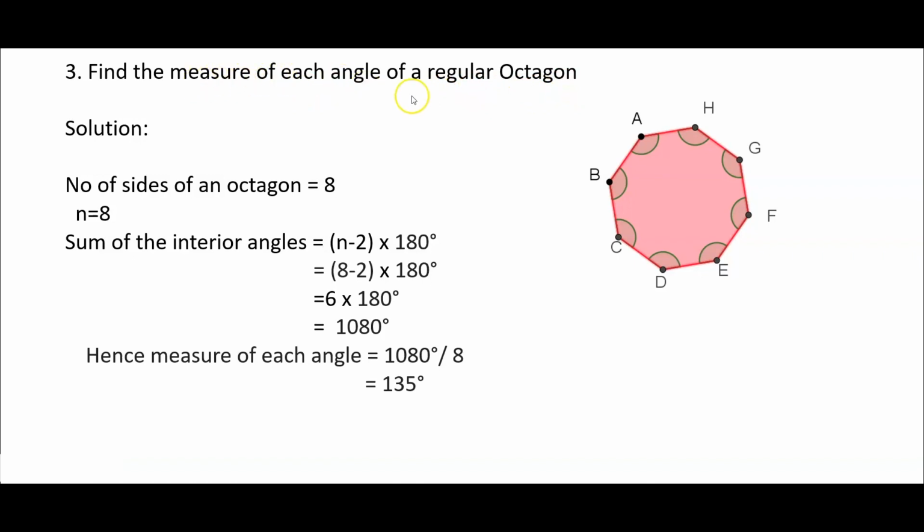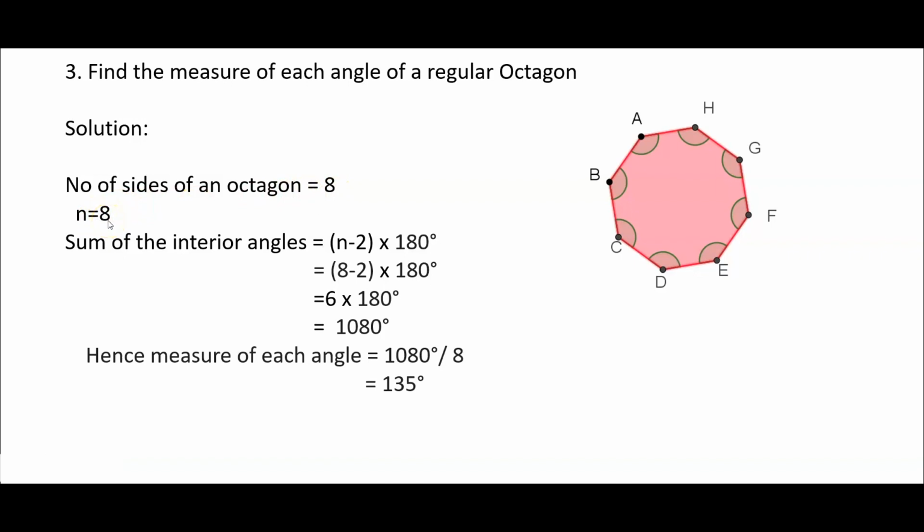Now we have to find the measure of each of its interior angle. So these are the angles which we have to find. We already know that they are all equal because it is said it is a regular octagon. So how many sides does an octagon have? Yes, an octagon has got 8 sides. So the n here will be 8.